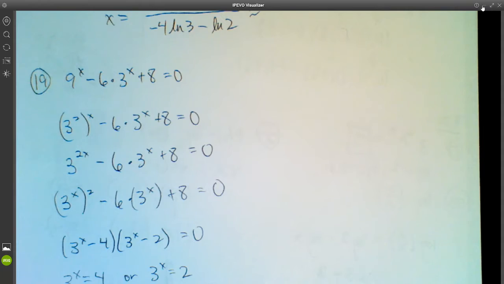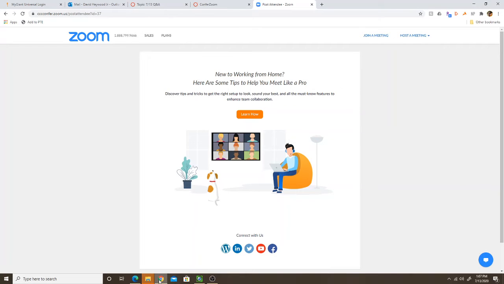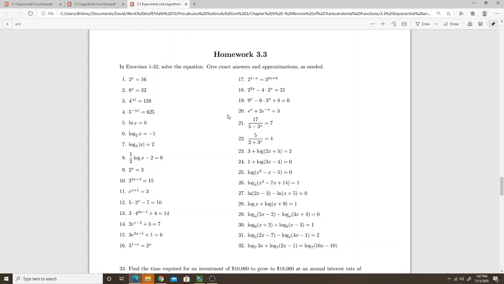Number 21. You asked questions about almost every single one of these, so maybe I'll go through a little more quickly. On number 21, multiply both sides of the equation by this denominator to clear the fraction. And then solve this like we solved number 17, right? Isolate an exponential, take a logarithm of both sides, right? So that's it for 21. I'm not going to work it out in detail.